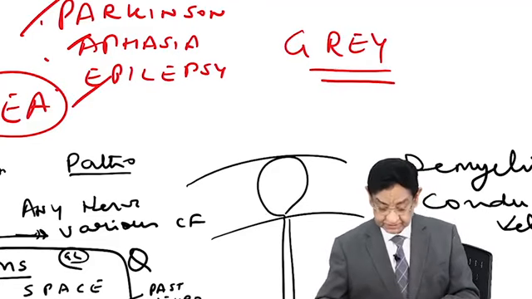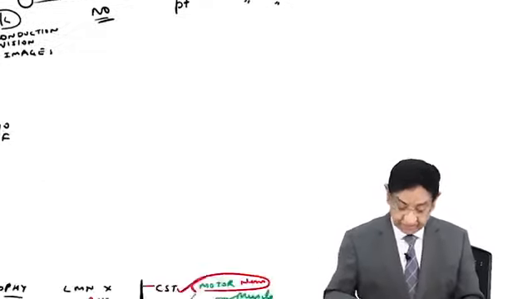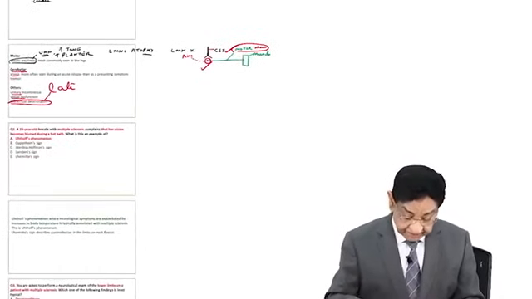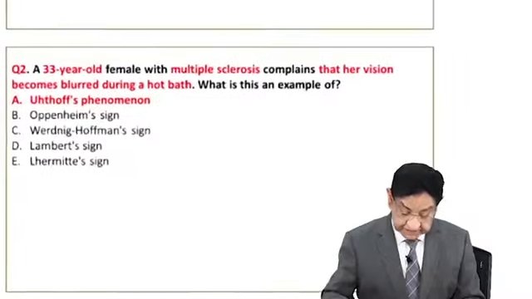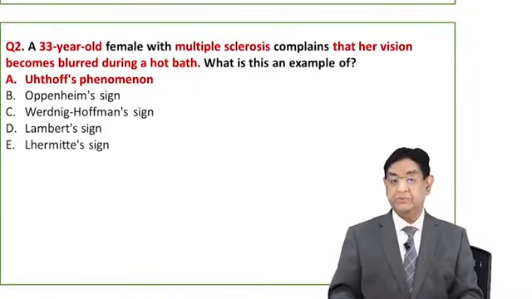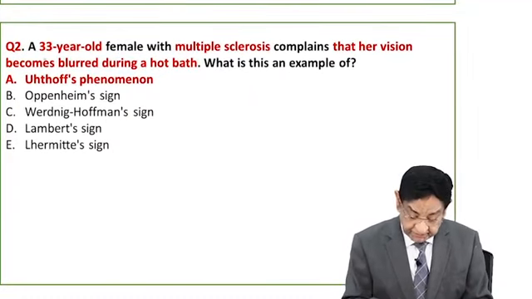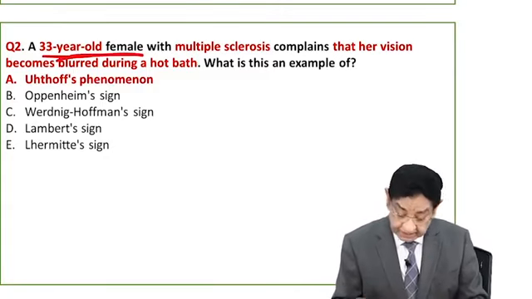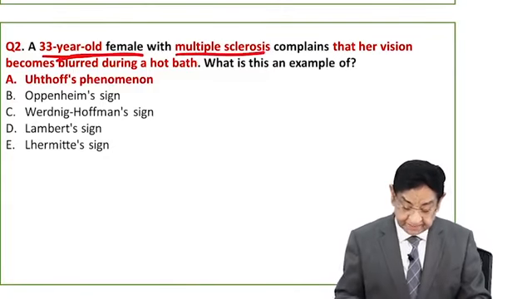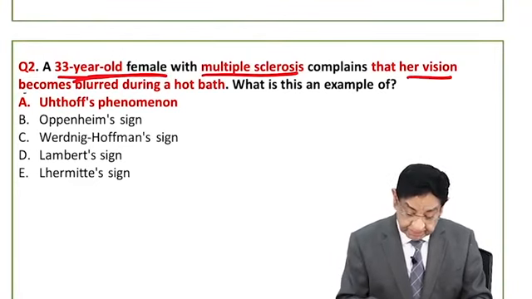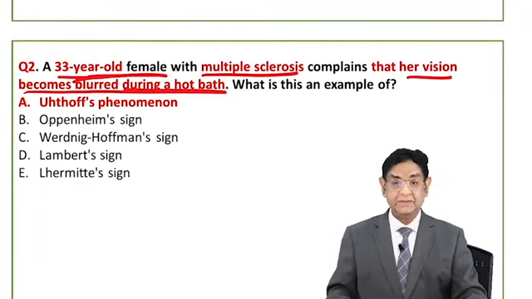Understood? So with this background of learning a lot of things, my further discussion will be much easier because a good amount of things I have discussed. So now let's come to question number 2. We have a 33-year-old female, a case of multiple sclerosis, and her vision becomes blurred during a hot bath.